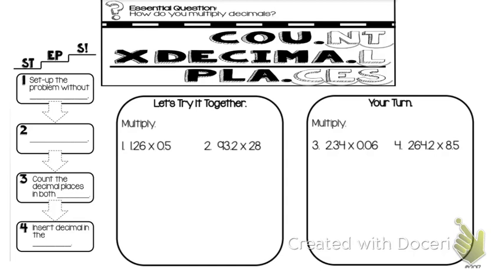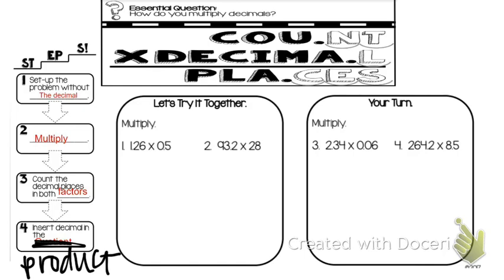So, when we multiply decimals, it says set up the problem without the decimal, multiply, count the decimal places in both factors. The factors are the numbers that are being multiplied together, and then insert the decimal in the product. It says quotient, and it should definitely say product. So we're going to cross that off and put product. The product is the solution when you're multiplying two numbers together, in case you guys needed a reminder on that.